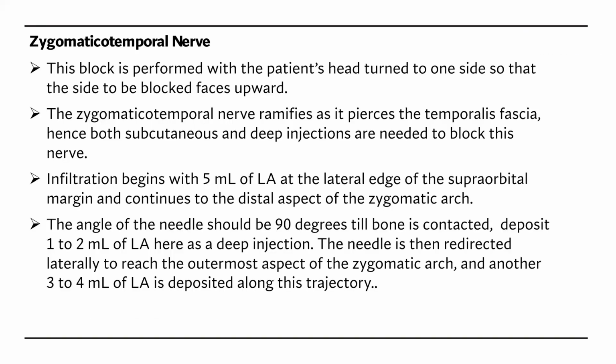So coming to the zygomaticotemporal nerve, this block is performed with the patient's head turned to one side, the block side facing upwards. The zygomaticotemporal nerve ramifies as it pierces the temporalis fascia, hence both subcutaneous and deep injections are needed to block it. Even though there are deep and superficial injections, here also a very small amount of local anesthesia is required, just around 2 to 5 ml to block the zygomaticotemporal nerve.